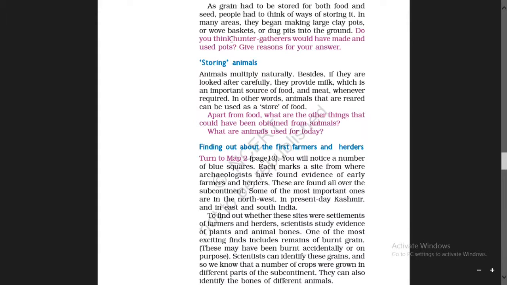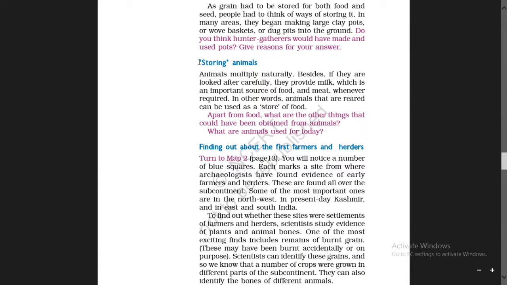Do you think hunter-gatherers would have made and used pots? Give reasons for your answer. This one also you find out, boys. Now let us see, as they need to store it for their uses.